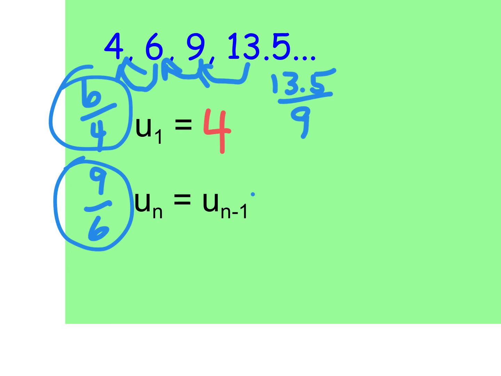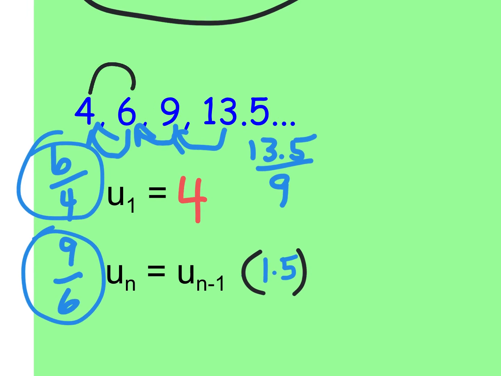So I was timesing by 1.5. We make that a little cleaner by just saying parentheses, because you should know that if it's in parentheses, it's getting multiplied by the thing next to it. Parentheses 1.5. How'd I get the 1.5 again? This divided by this. 6 divided by 4. 9 divided by 6. 13.5 divided by 9. They're all 1.5. That's called the common ratio.